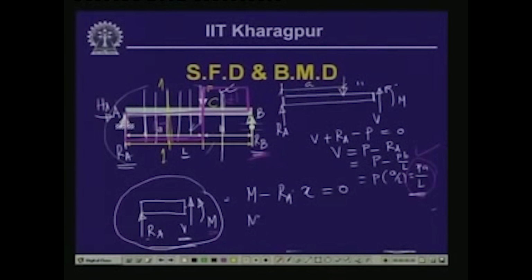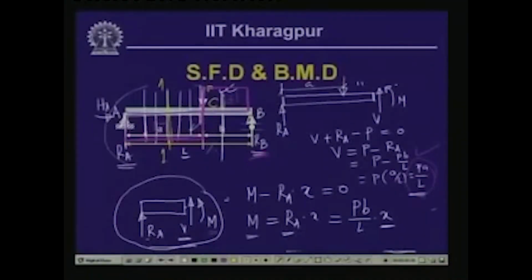So, this gives us the value of bending moment m as equal to R A into x, and R A we have obtained as P b by L. So, this is equal to P b by L multiplied by x. Now, as you can see here, the moment is varying linearly with x. When x is equal to 0, the bending moment is 0 at this particular point. When x is equal to A, that means just at the load point or the left of the load point, the magnitude of the bending moment becomes P b by L multiplied by A. So, that is the value of the bending moment at point C.